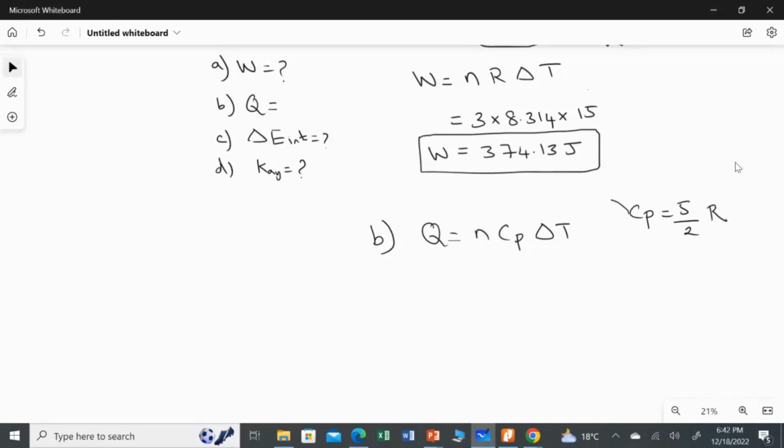So I have to take this CP and substitute the value here. By that, the above equation will become n multiplied by 5/2 times R multiplied by delta T. Now I'm going to substitute the value. The number of moles here they mentioned as 3, multiplied by 5/2, multiplied by the gas constant 8.314, multiplied by the change in temperature they mentioned in the question as 15 Kelvin. Now I'm going to calculate the answer for the B part.